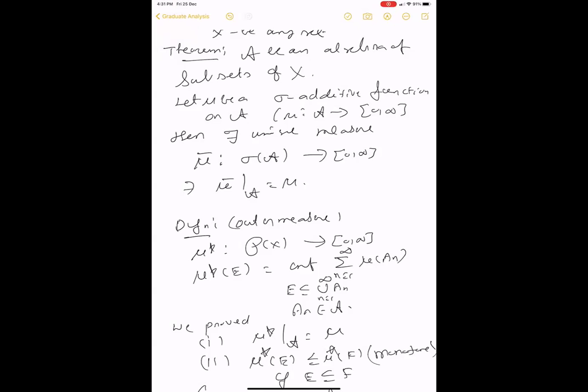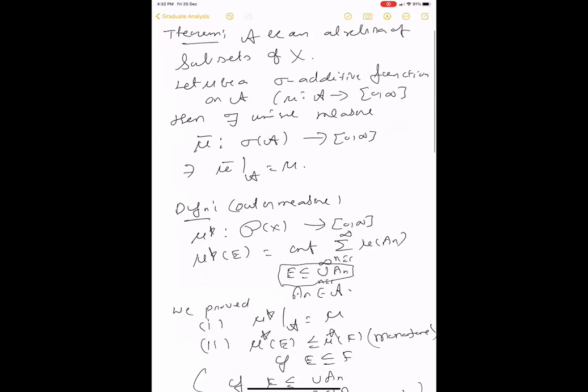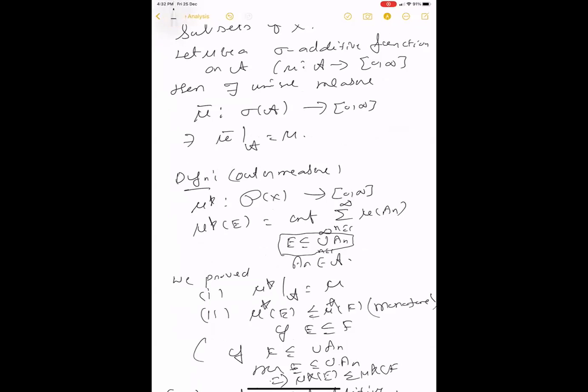Towards that goal, we have defined something called an outer measure, which is defined on all subsets of X, on the power set of X. Mu star is from the power set of X to 0 to infinity, defined as the infimum over all countable collections which cover E, with sets in the algebra A. Because they are sets in the algebra A, mu is defined for them. Then you take the infimum over the summation, n equal to 1 to infinity, of mu of A_n. Then we proved that mu star restricted to A is mu itself.